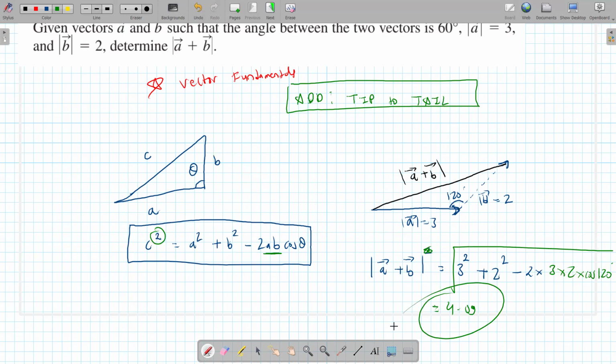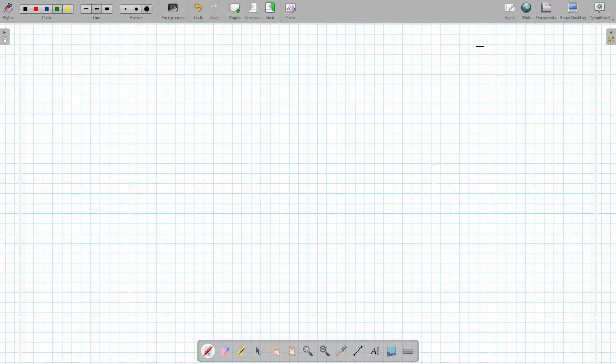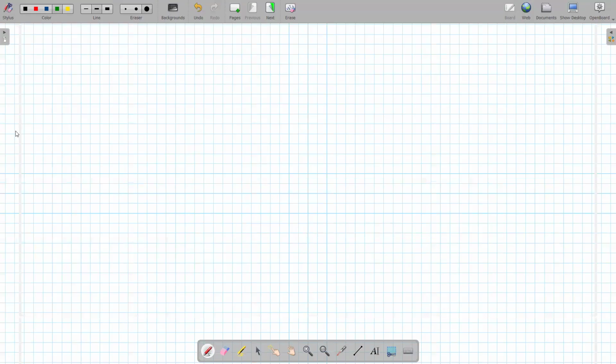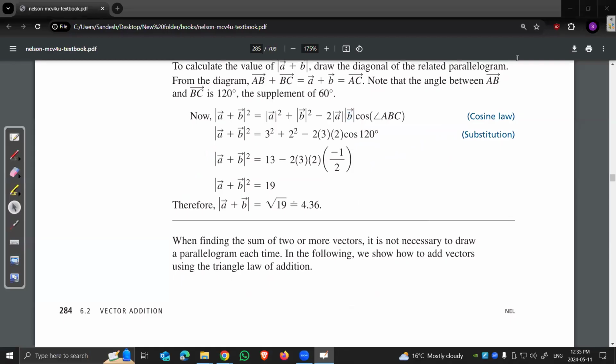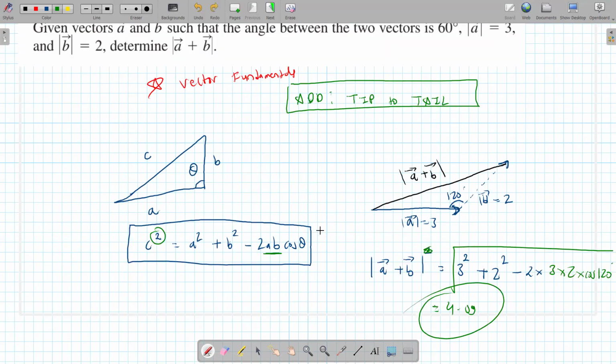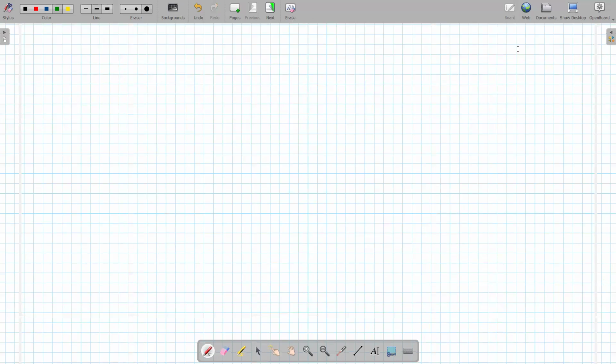Cool? I did not unplug that. What did I get? I said 4.09. 4.36. Did I plug something in wrong? Okay, yeah, I see it. I plugged something in wrong. But those are the steps. Everything is good, except the calculator bit at the end.